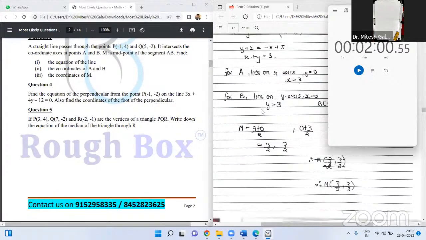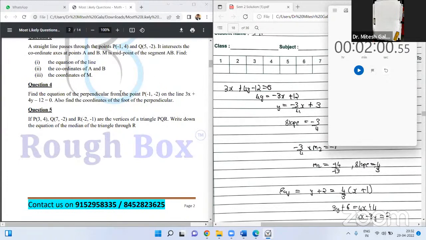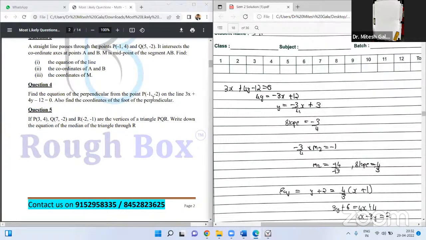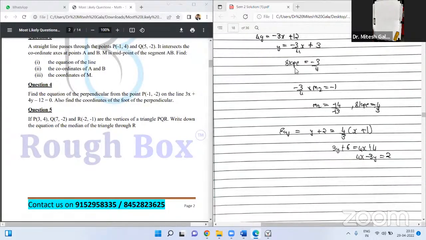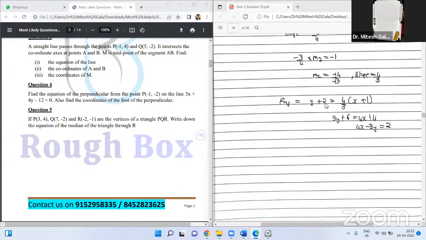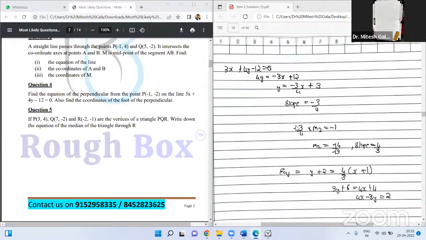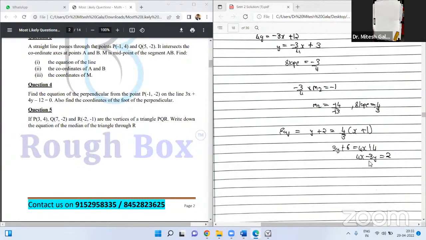Okay, let's look at the answer. So question number 4. They said find the equation of the line from the point. So first we find the slope of 3x plus 4y minus 12, which is minus 3 by 4. Then the lines are perpendicular, so m1 into m2 is minus 1. So you get your m2 as 4 by 3. And then you use y minus y1 equals m(x minus x1). You can write the equation, which is 4x minus 3y plus 2 equals 0. Did anybody get this equation?